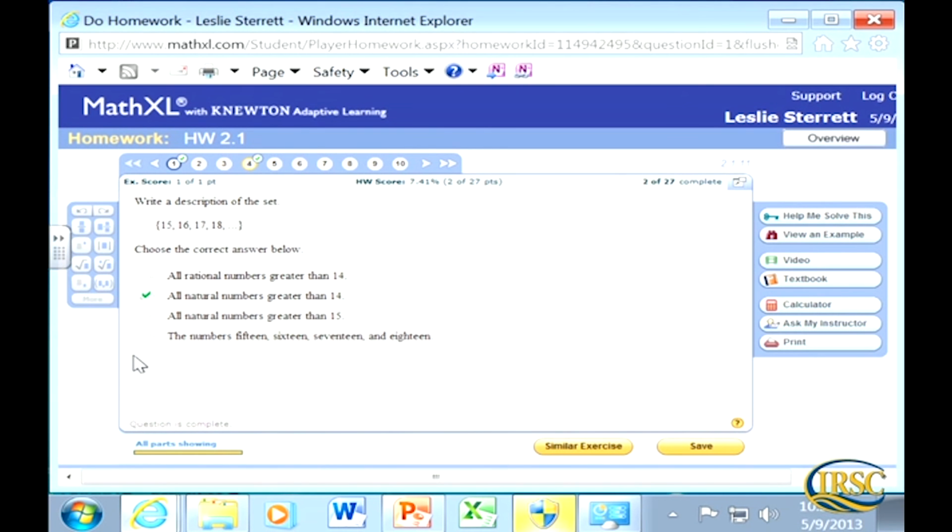And then, knowing that these were natural numbers, we needed to see greater than 14 or greater than 15. Well, since 15 is included, we want greater than 14. Now, had there not been a dot, dot, dot in there, had there not been an ellipsis, then the fourth choice would have been our answer. Okay, but the dot, dot, dot says that's going to go on forever, greater numbers than 14.